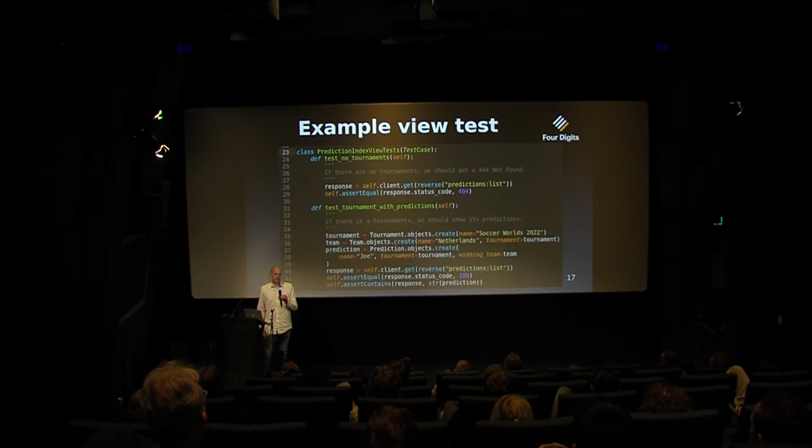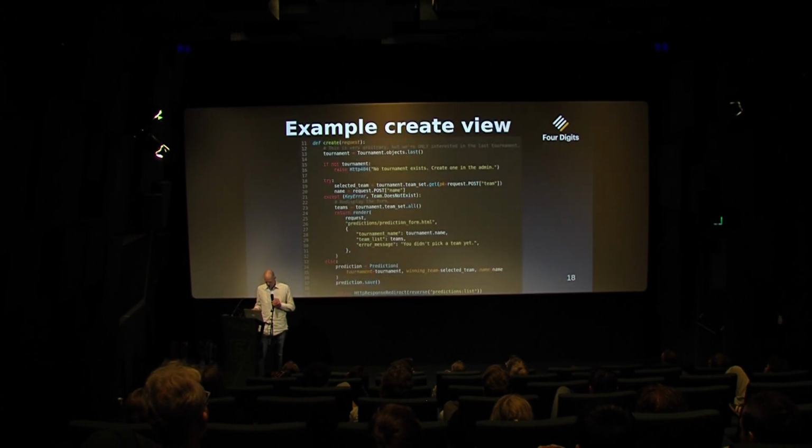So this is how that test would look in Django. The first one is where you test that there's no tournament, so you would get a 404. And the second one is where there is a tournament and there is a prediction, and then you would get the contents of that prediction in the page. This is all part of the standard Django testing tutorial. It's very easy.